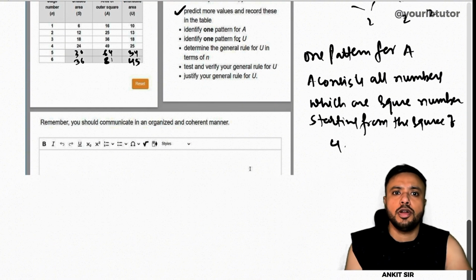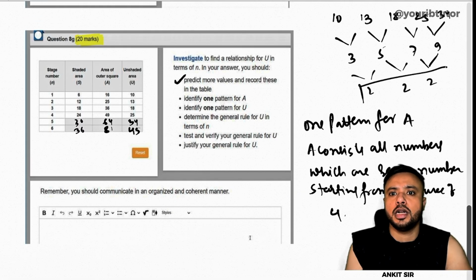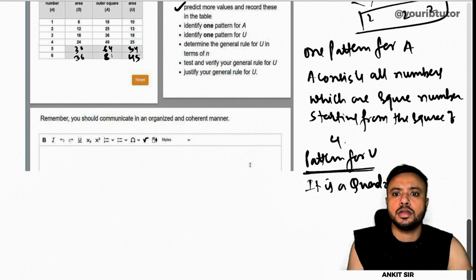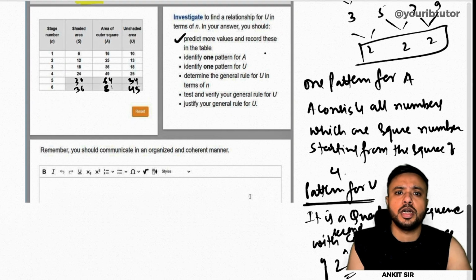So next question is identify one pattern for U. So U is basically a quadratic sequence, and you can clearly see here that the second difference is 2. So I will say that the pattern for U is a quadratic sequence with a second common difference of 2. So if you do this much, you will get marks for this.